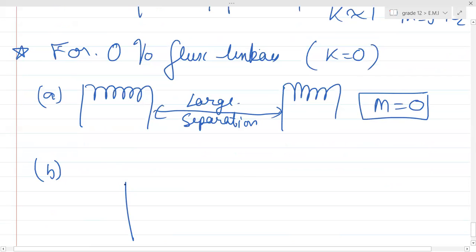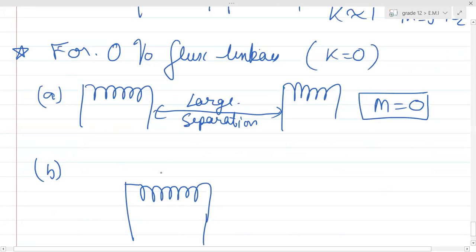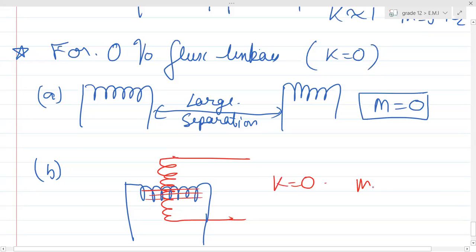Suppose I have this as my first coil, and let's say this is my second coil. Can you see in this case I coupled them in such a way that the magnetic flux due to this will be like this, but those lines will be parallel to the area? Yes or no? So here no flux will be linked with each other. Here also K is 0 or M is 0.